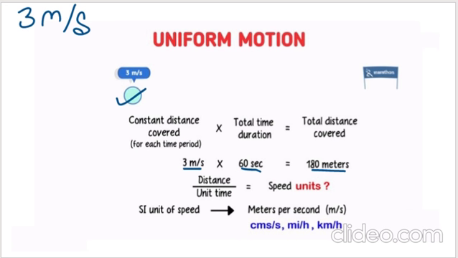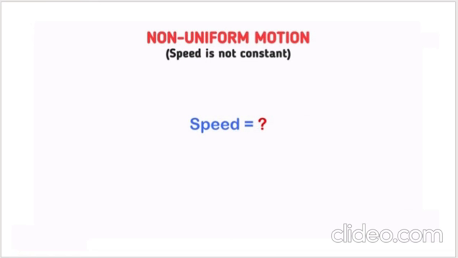So what will be the units of speed? Speed can be measured in various units, for example meter per second, centimeters per second, miles per hour, kilometer per hour, we can measure it. So we will continue about this more after doing non-uniform motion. So I hope uniform motion is clear.